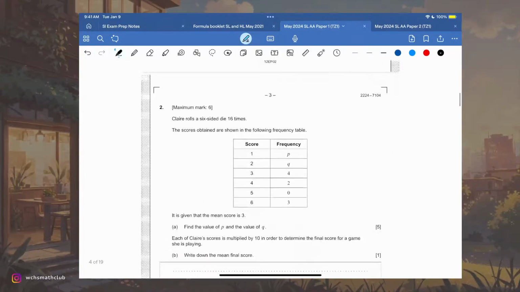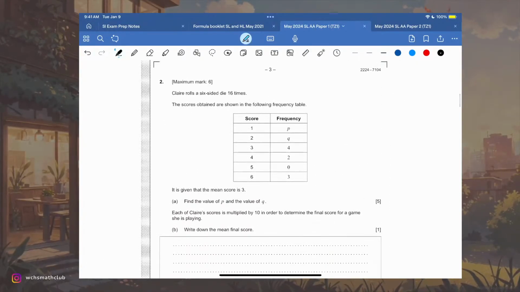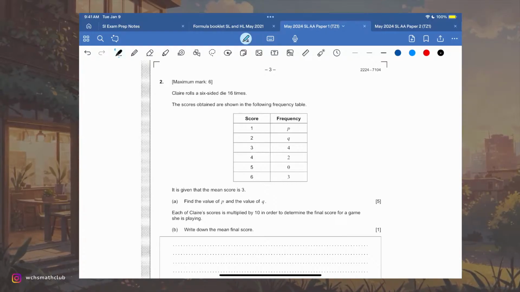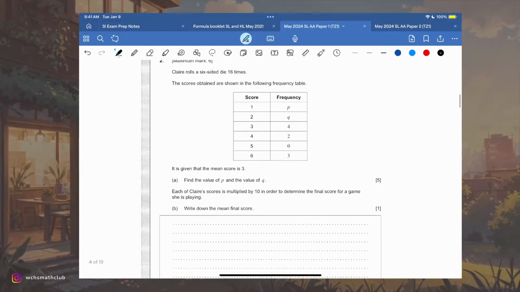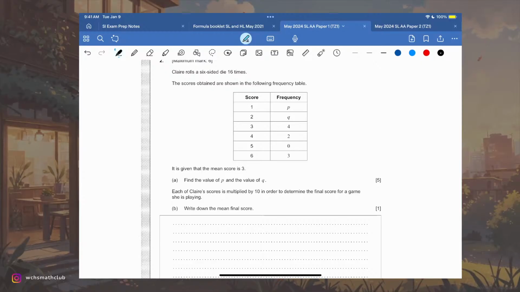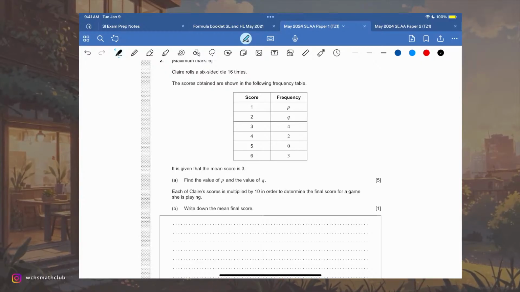All right, let's move on to question 2. Clare rolls a 6-sided die 16 times. The scores obtained are shown in the following frequency table. It is given that the mean score is 3. Part A asks us to find the value of p and the value of q.